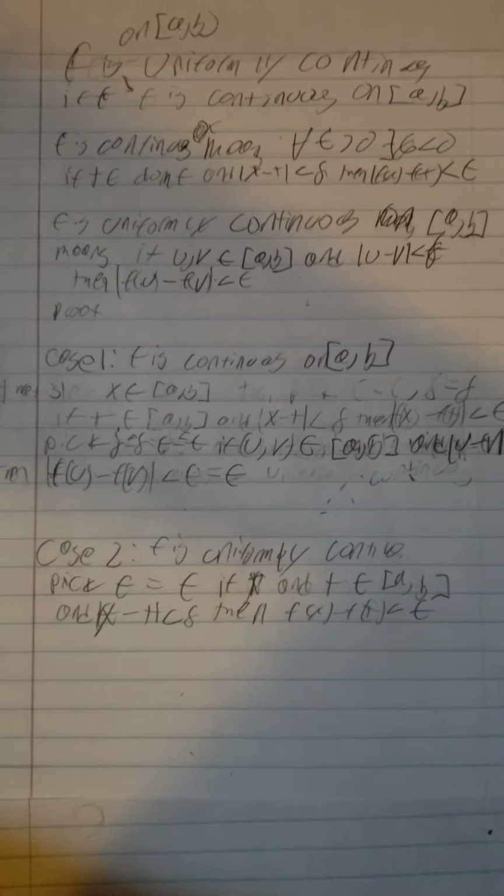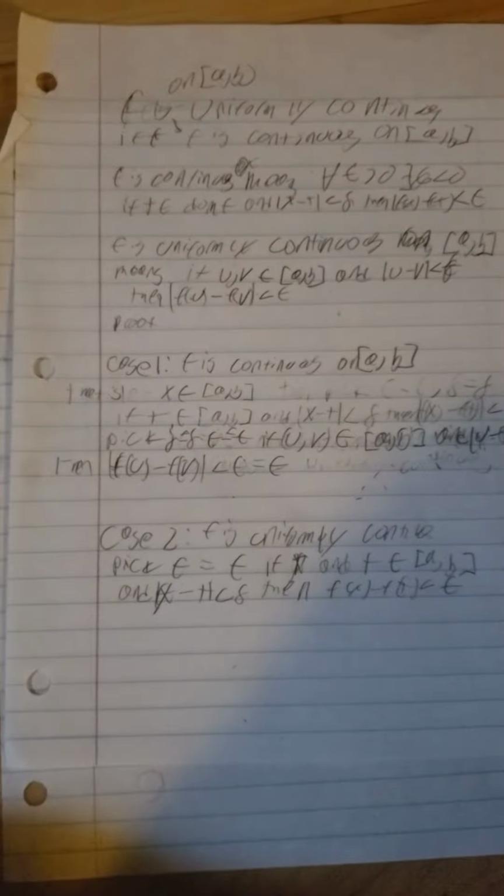This is Chance here. I'm recording my proof for Theorem 60. Theorem 60 states f is uniformly continuous if and only if f is continuous on [a, b]. And f is uniformly continuous on [a, b], and that's supposed to be a closed interval. My bad. There we go.